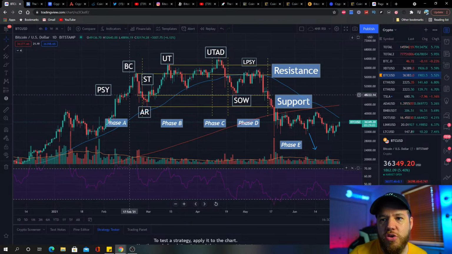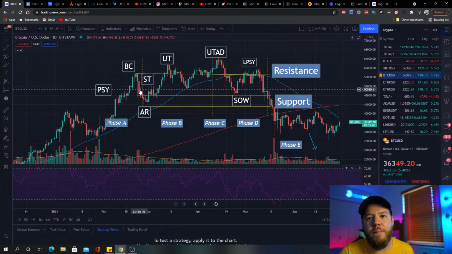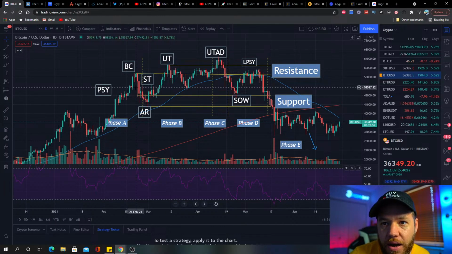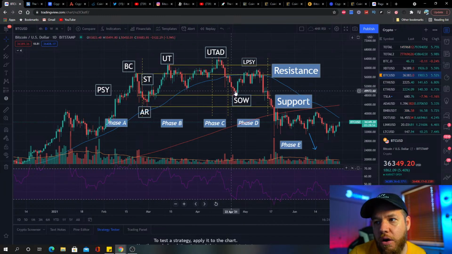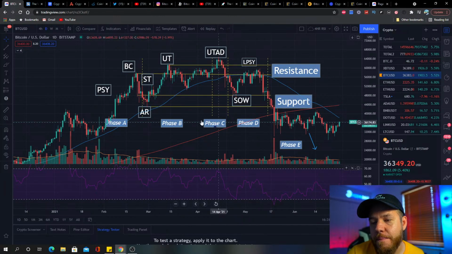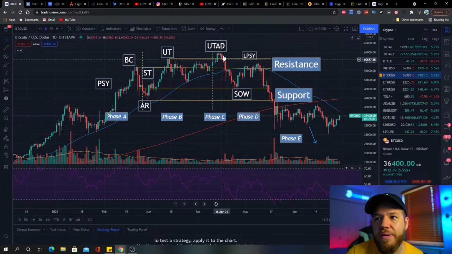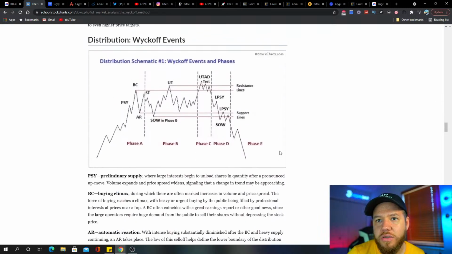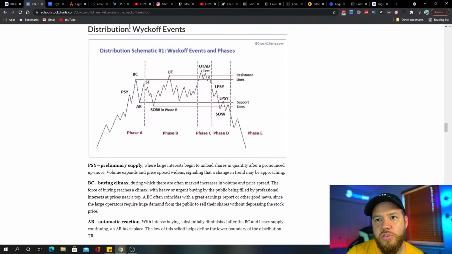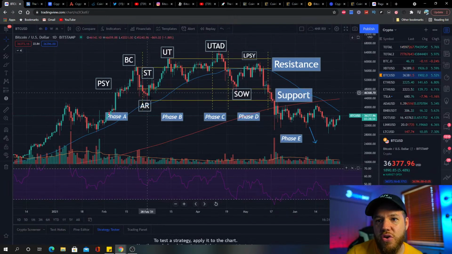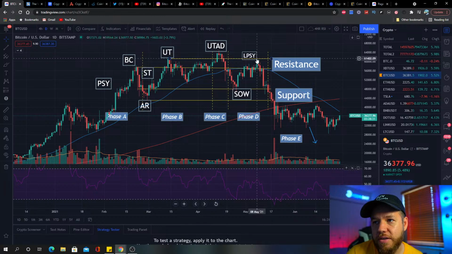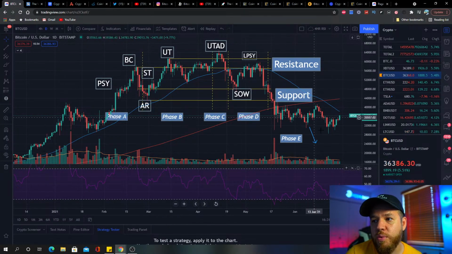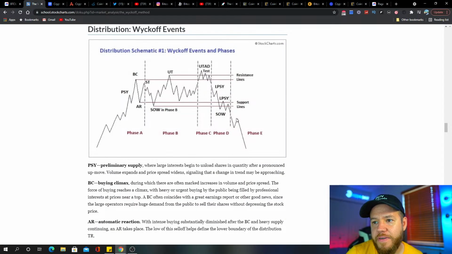So the distribution schematic is basically what played out from February all the way till now. It pretty much played out the exact way that the distribution schematic looks, right? If you look at the distribution schematic here, you'll see it looks exactly like this when you look at the chart. And then the last phase, phase E, is basically the dump off, which is where we would be right now. And if you look here, phase E, there's a dump off.